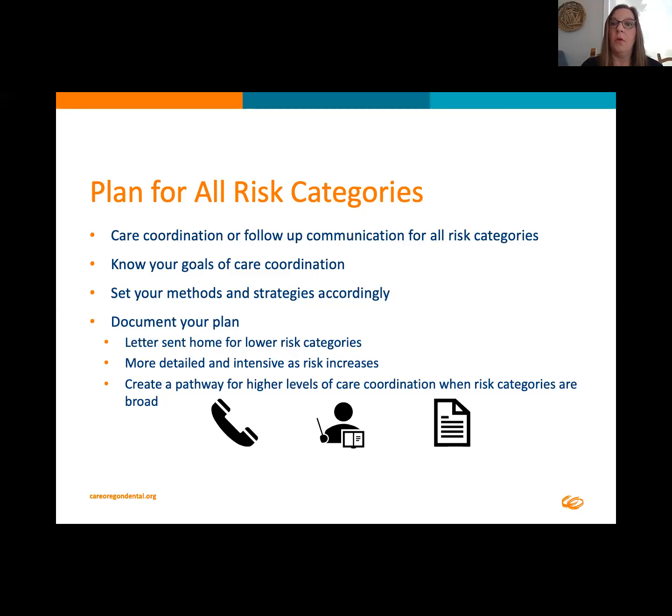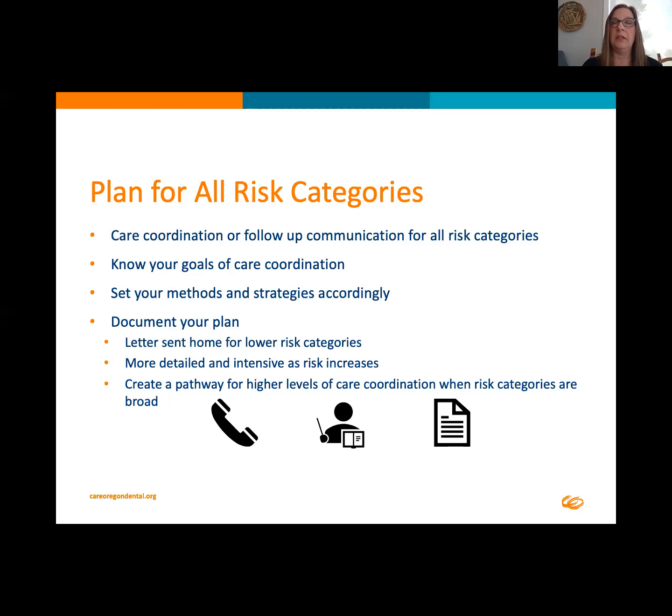So we plan for all 3 of the risk categories and what our strategy is going to be. So really thinking in terms of, am I thinking about care coordination or really follow-up communication, and having a plan for those. For the most part, a BSS 0 or 1, the lower risk categories, may just have some sort of follow-up communication that goes home. You have a mechanism by which you do that, and I'm not going to focus on that part so much today either. You also want to know your care coordination goals. What are you hoping to get out of your care coordination? And then set your methodologies and strategies accordingly.